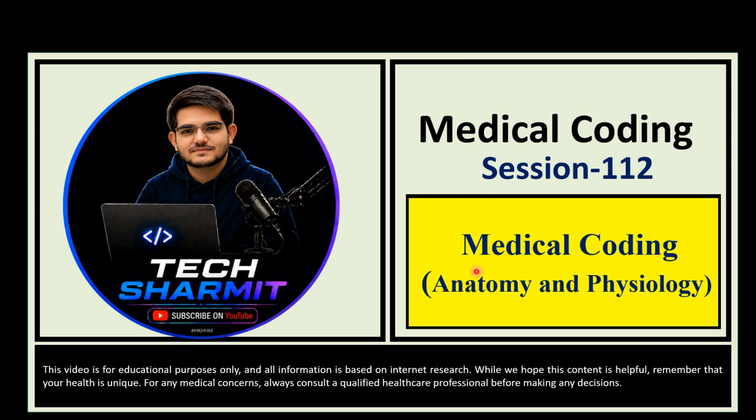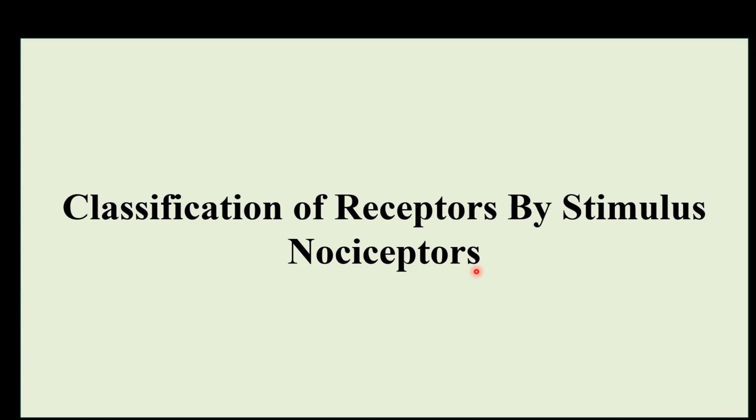In this session, we are going to talk about another very important topic related to medical coding anatomy, where we will be mainly discussing another classification of receptor by stimulus, that is nociceptor. So we will discuss what is nociceptor. It is also known as pain receptor. We will discuss in detail what a nociceptor is, how it operates, what its functioning is, and also we will discuss each type of nociceptor.